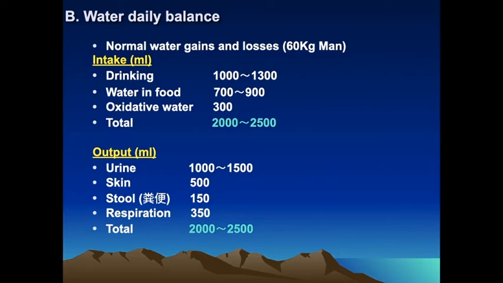The normal water gains and losses for a 60 kg man: the intake from drinking is 1,000 to 1,300 milliliters, water in food is 700 to 900, and oxidative water is 300. In total, that is 4 to 5 bottles of mineral water, 2,000 to 2,500 milliliters.